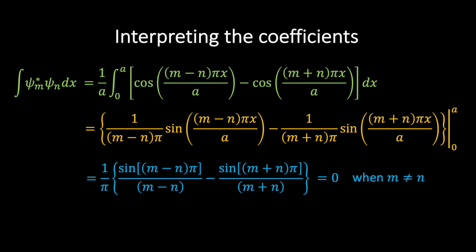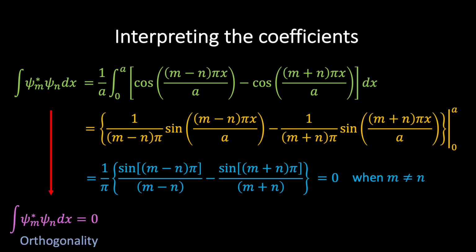This condition is often referred to as orthogonality, and the two different eigenstates represented by m and n are said to be orthogonal to each other. Now it's worth noting that this argument does not work when m equals n.